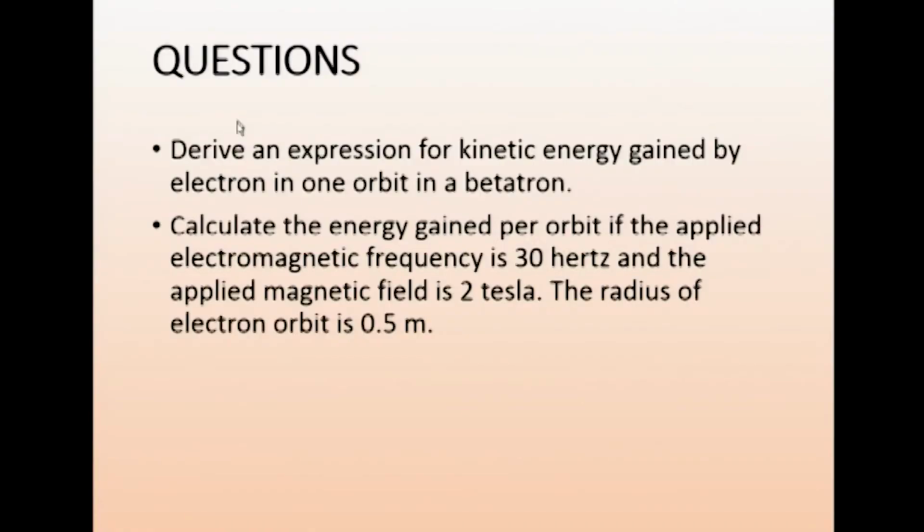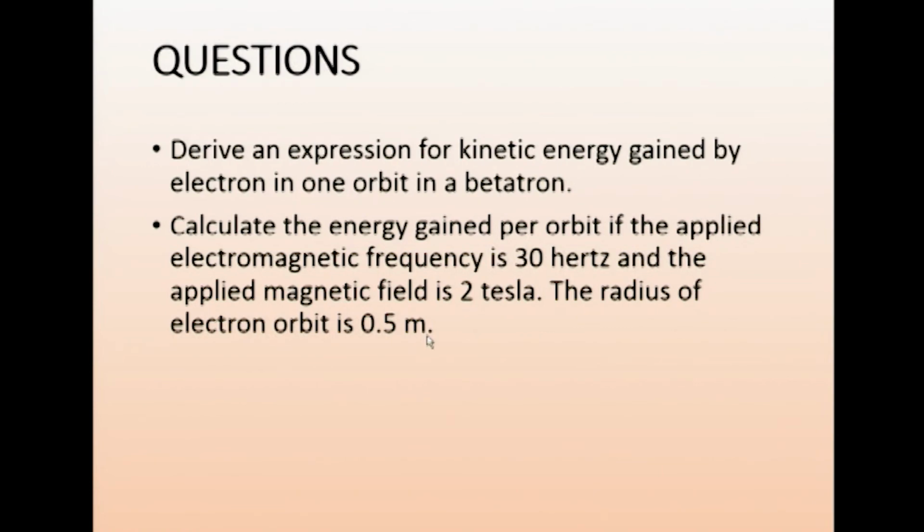So, here we will just pose some questions. Derive an expression for the kinetic energy gained by an electron in one orbit. So, we are just specifying one orbit. After that we can calculate the number of orbits it can make. And we have just given a numerical example, again not worked out. So, you can work out and calculate the energy gained per orbit if the applied electromagnetic frequency is 30 hertz, and the applied magnetic field is 2 Tesla, radius is 0.5 meter.